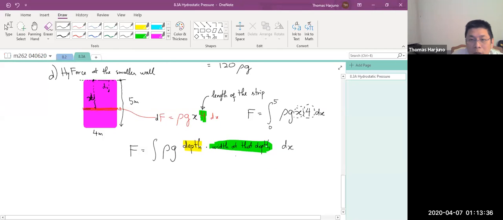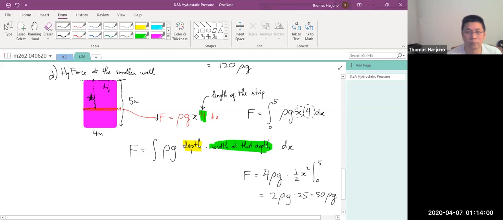Now to integrate that, that's easy stuff. F equals 4 rho g, those are the coefficients, right? And then times 1/2 x squared from 0 to 5. That will be 2 rho g times 25, that's 50 rho g. Now, once you are done with that, I will give you 3 minutes to set up the hydrostatic force at the larger wall.